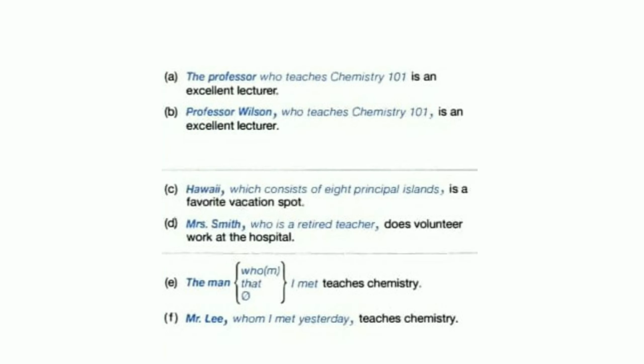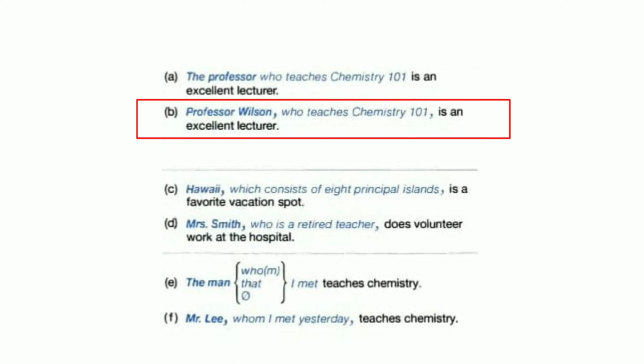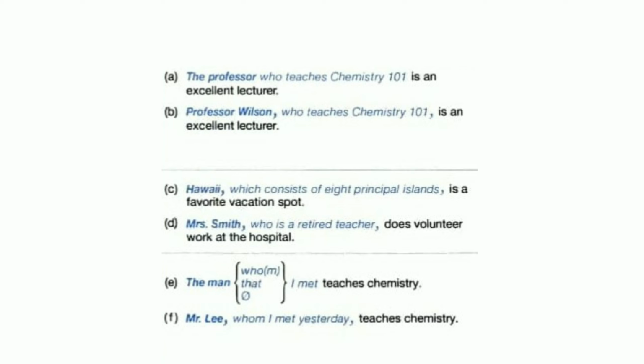For example, "The professor who teaches chemistry 101 is an excellent lecturer." "Professor Wilson, who teaches chemistry 101, is an excellent lecturer." In the first example, no commas are used. The adjective clause is necessary to identify which professor is meant. But in the second example, commas are used. The adjective clause is not necessary to identify Professor Wilson. We already know who he is. He has a name. The adjective clause simply gives additional information.